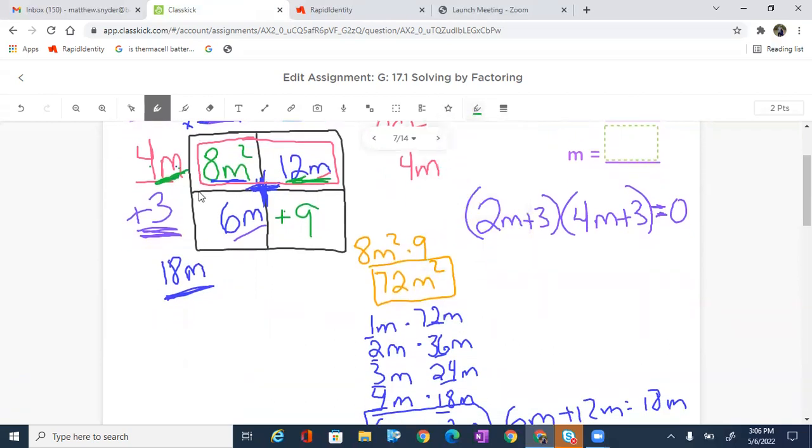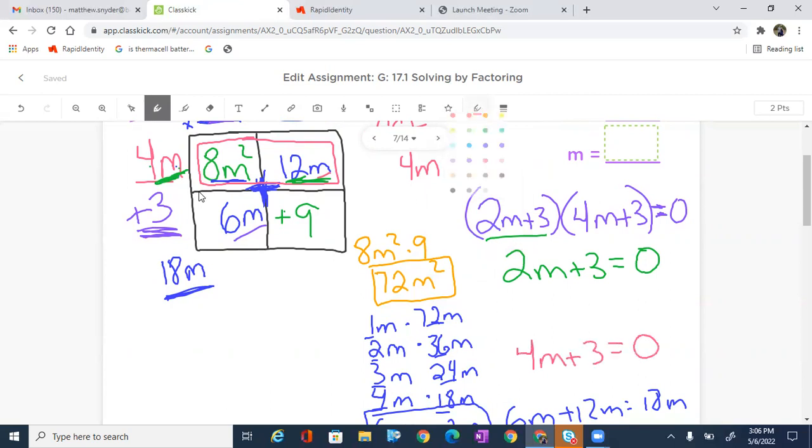So I'm going to take the first one, 2m plus 3, and set it equal to 0. And then I'm going to take the second one, 4m plus 3, and set it equal to 0. And we are just going to do some basic solving. So I'm going to subtract the 3, two-step problem. I'm going to get 2m equals -3. I'm going to divide by 2. And that will say that m is equal to -3 over 2. Now that would be one of our solutions for m.